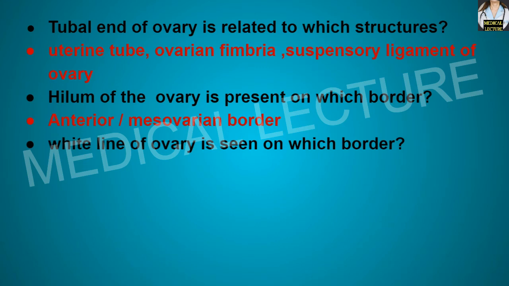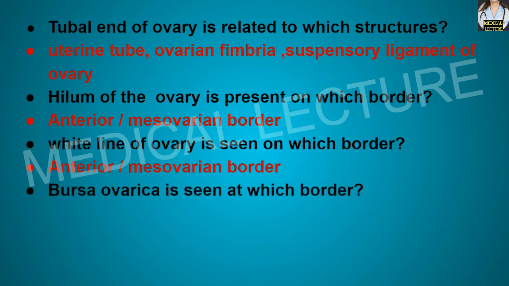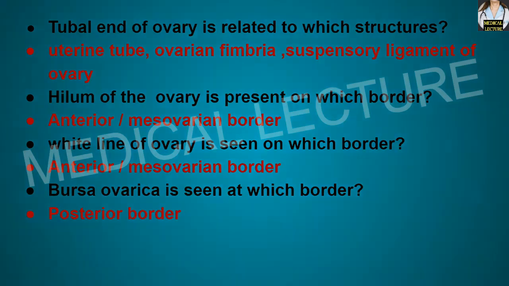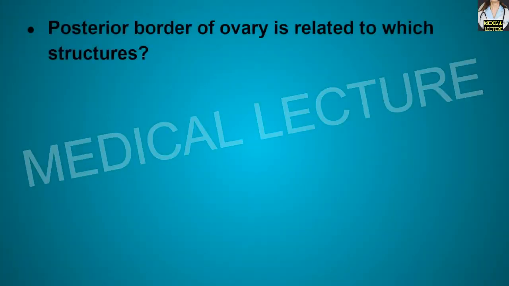White line of ovary is seen on which border? On the anterior or the meso-ovarian border. Bursa ovarica is seen at which border? At the posterior border. Posterior border of the ovary is related to which structures? Uterine tube, ureter and the internal iliac vessels.